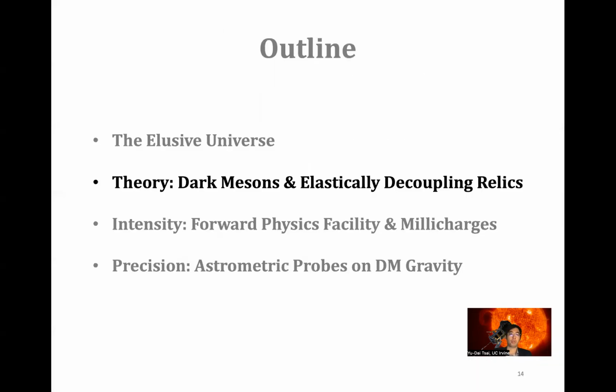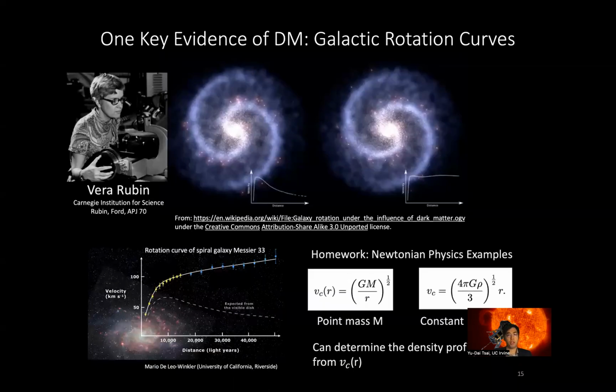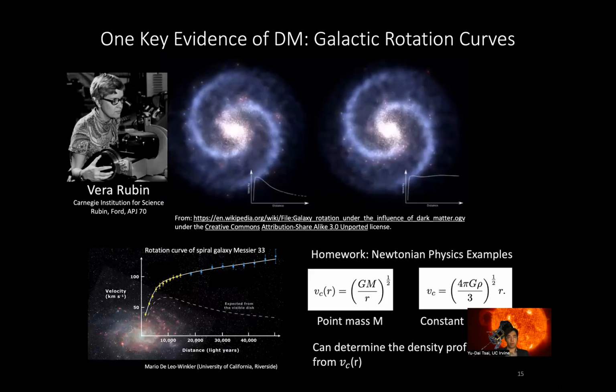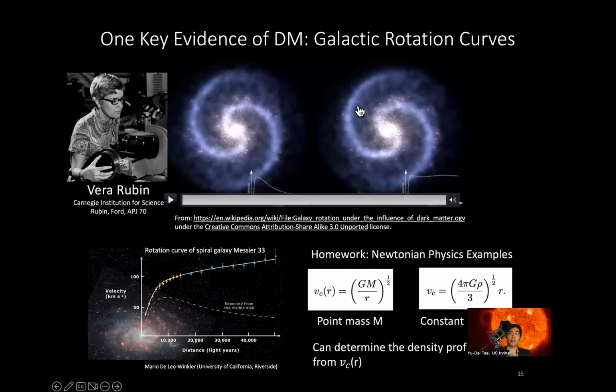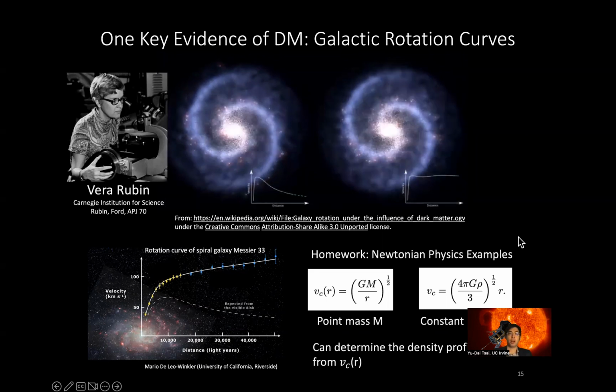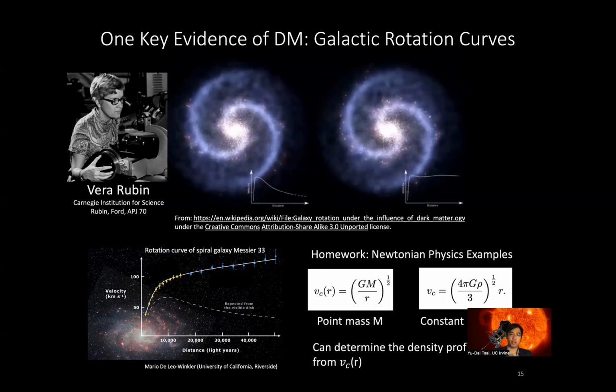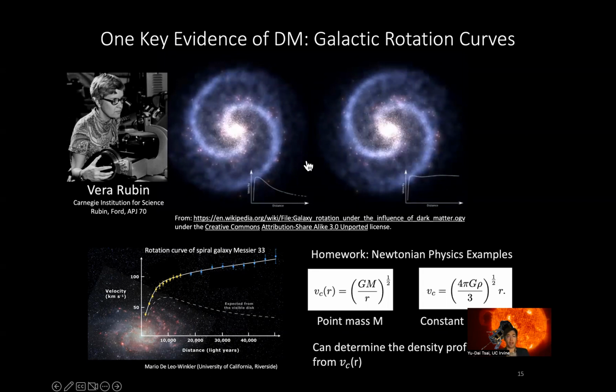Okay, so dark mesons and elastically decoupling relics. This is Vera Rubin, one of the first people to study galactic rotation curves. And as you can see on the right-hand side, the particles are moving much faster on the outskirts. And you can actually re-infer the gravitational matter contents inside. And here is a homework that can help you understand this.